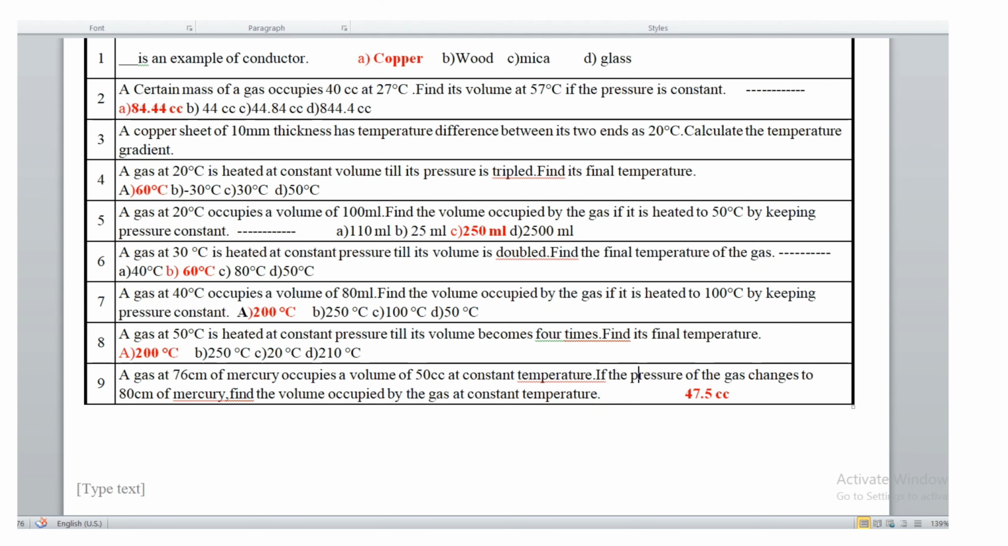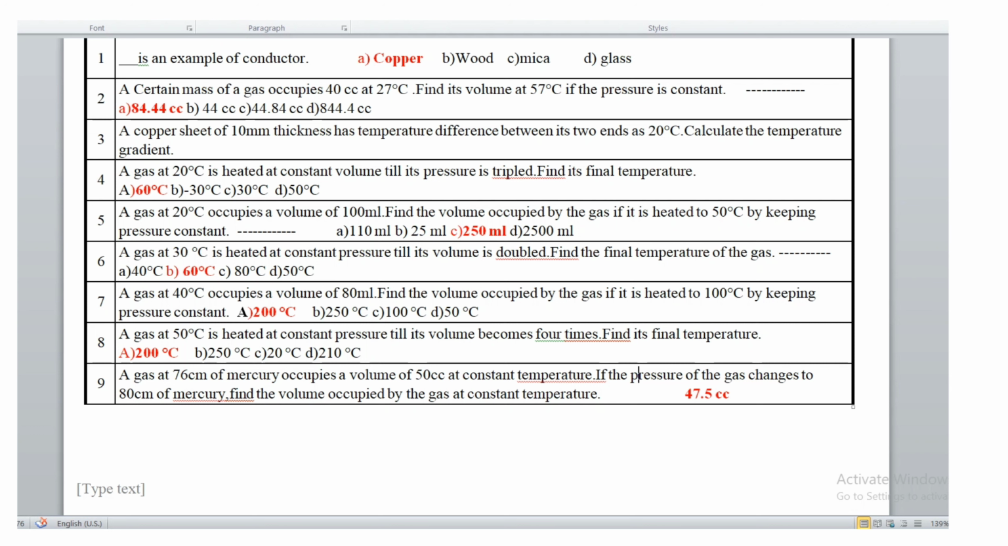Then fourth, a gas at 20 degrees Celsius is heated at constant volume till its pressure is tripled, and find its final temperature. Final temperature is 60 degrees Celsius. A gas at 20 degrees Celsius occupies a volume of 100 ml. Find the volume occupied by the gas if it is heated to 50 degrees by keeping pressure constant. It is 250 ml. Volume of gas is 250 ml.